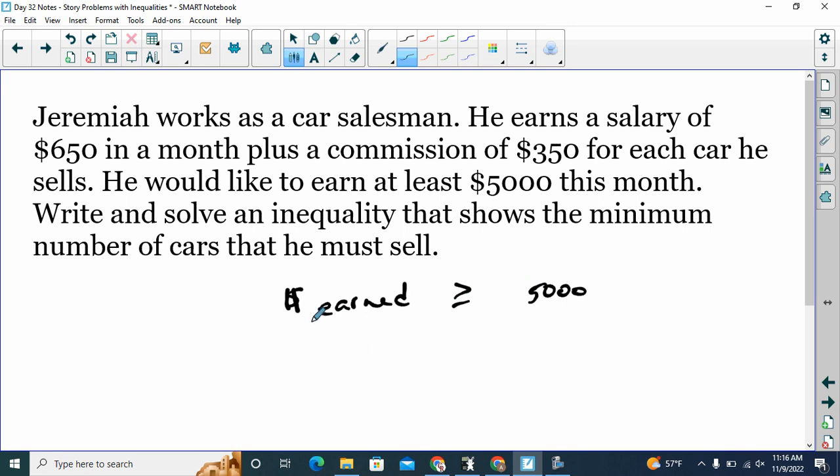Things that affect the amount of money he earns: a base salary of $650 this month. Plus, he's also getting $350 for every car he sells. So $350 for each car. The $650, he just gets paid that once. The $350, he gets paid over and over again, depending on the number of cars that he sells.